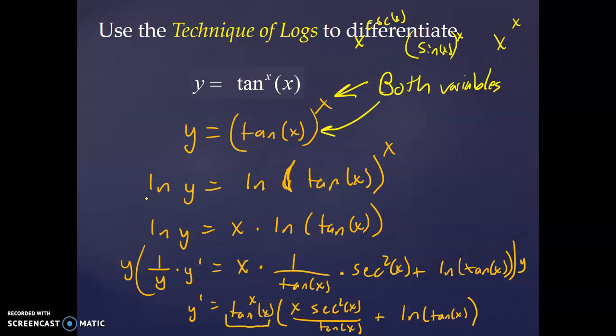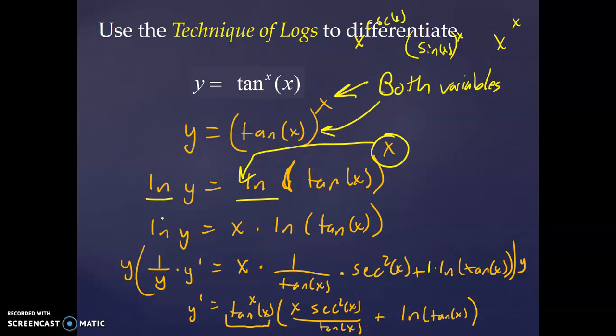The technique of logs says take the natural log of both sides, and then because you've taken the natural log, you can move this variable in front and turn it into a product rule problem. We don't know how to take the derivative of this problem, but we know how to use the product rule. So we use the product rule: x times the derivative of natural log, which is 1 over the inside times the derivative of the inside, and then the derivative of x is 1 times natural log of tangent of x.